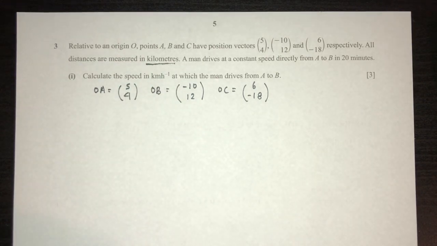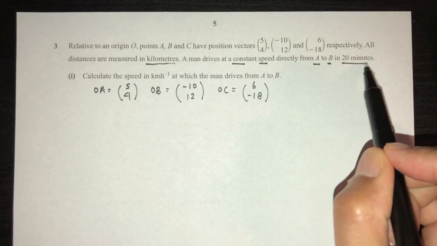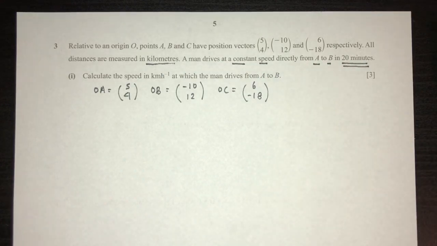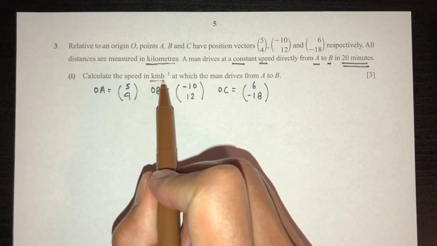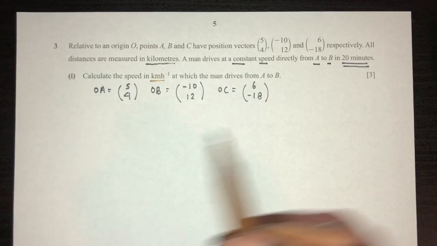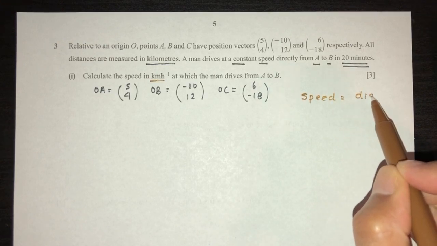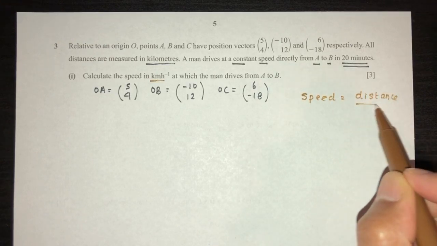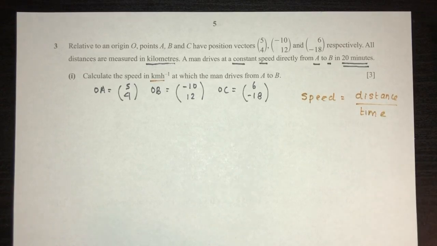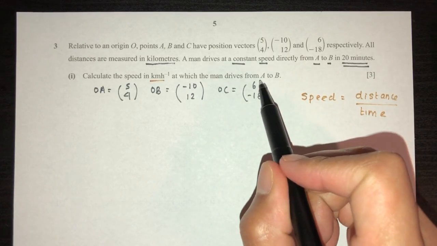Now, a man drives at a constant speed directly from A to B in 20 minutes. That's something we have to use for the first question. It asks you to calculate the speed in kilometers per hour at which the man drives from A to B. Now, we have to find speed. As you guys must know by now, speed is defined by distance divided by time. So that's the definition for speed. So we have to find the distance AB, right?